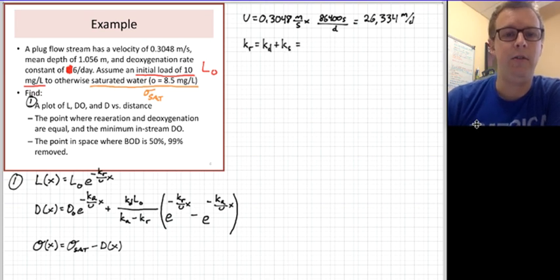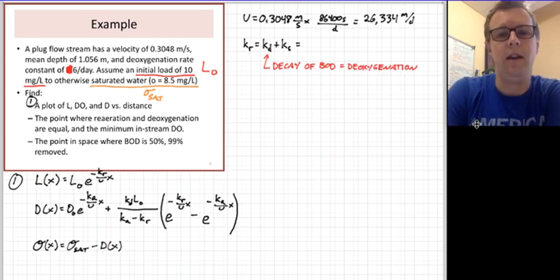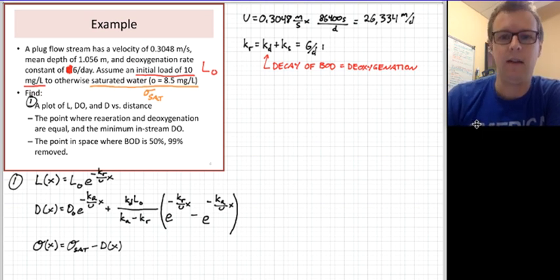We need a KR, so we need a term to describe the removal of BOD from the system. And of course, that's the sum of decomposition and settling. Now, we aren't given a decomposition rate in the problem. We're given a deoxygenation rate. But of course, those are directly related to one another. As we remove BOD, we remove oxygen from the system. And so a deoxygenation rate, that's from the perspective of oxygen, but that's actually the same as a decay rate from the perspective of BOD. So we lose oxygen at the same rate that we lose BOD. So that KD is 6 per day. And we don't know anything about settling, so we'll go ahead and assume that settling is 0. Now we've got a KR.